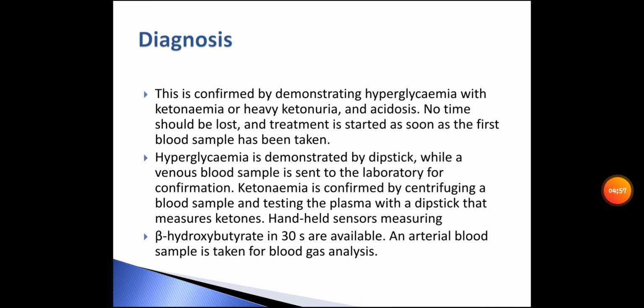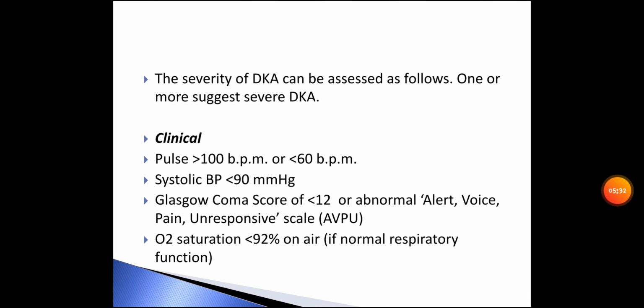Diagnosis of diabetic ketoacidosis. This is confirmed by demonstrating hyperglycemia with ketonemia or heavy ketonuria and acidosis. No time should be lost and treatment is started as soon as the first blood sample has been taken. Hyperglycemia is demonstrated by dipstick while a venous blood sample is sent to the lab for confirmation. Ketonemia is confirmed by centrifuging a blood sample and testing the plasma with a dipstick that measures ketones. Handheld sensors measuring beta-hydroxybutyrate in 30 seconds are available. An arterial blood sample is taken for blood gas analysis.